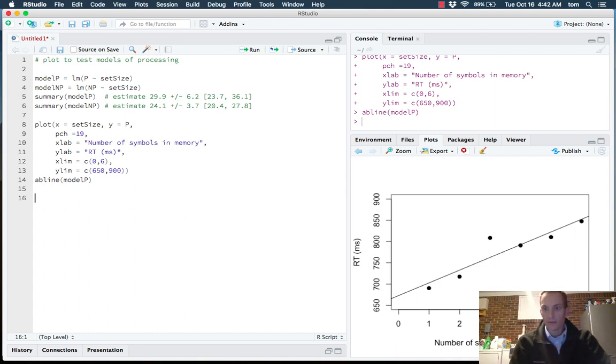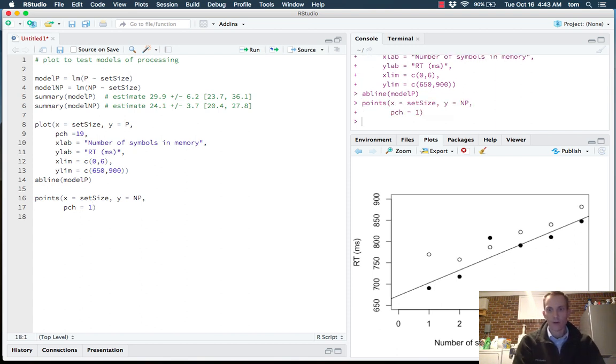Now, the way we can get the extra points in there is use a points command. If we drew a new plot, it would override our current plot. We don't want to do that. So let's just do points. X is the set size. Y is NP. And we'll use a different PCH. We'll use PCH equals 1. That'll give us an open dot. And that's all we need. We've already defined all the other plot parameters, so we'll just add these points in. Let's execute line 16. And there's our probe not present trials.